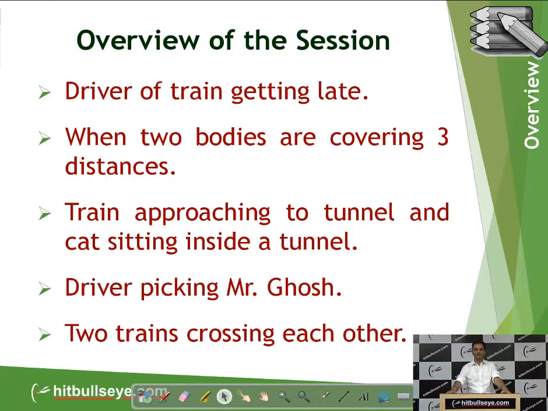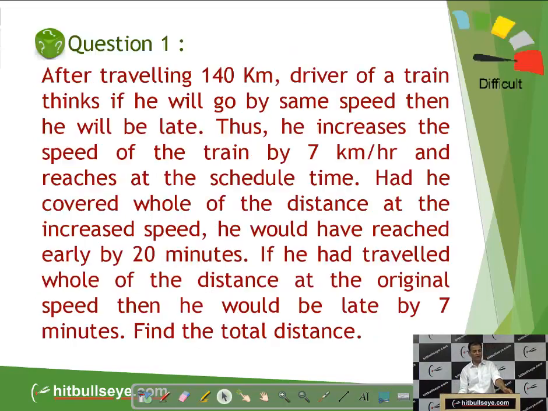In this session, we will do some typical questions. The first question is of a driver of a train getting late. Then when two bodies are covering 3 distances, a train approaching a tunnel and a cat sitting inside a tunnel. Then driver picking Mr. Ghosh, 2 trains crossing each other, and much more. Now let's have a look at the first question.